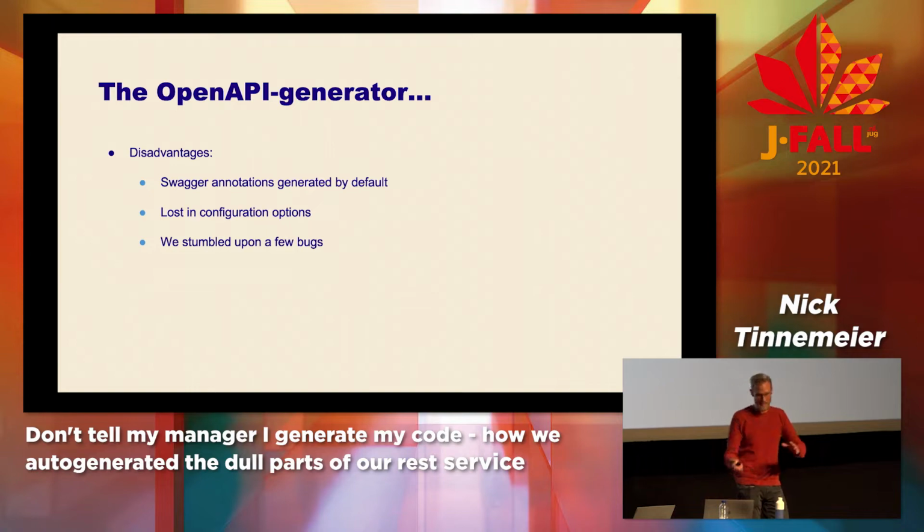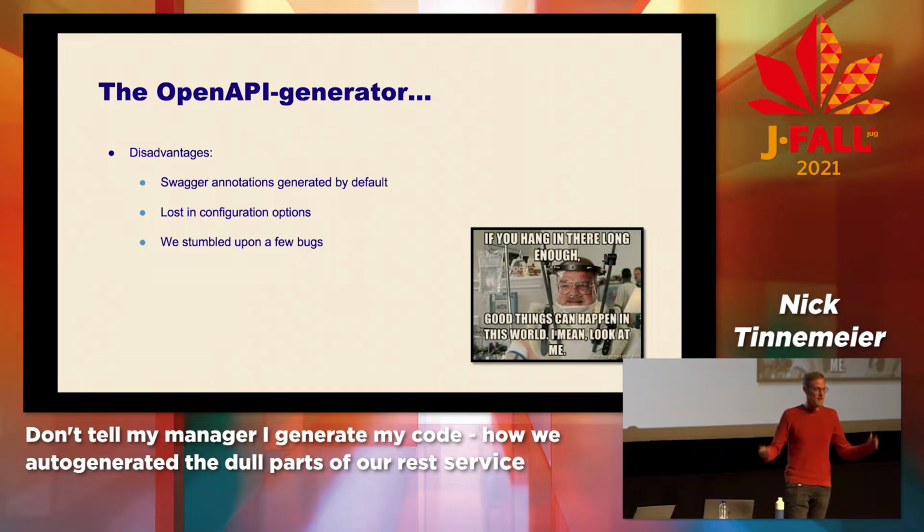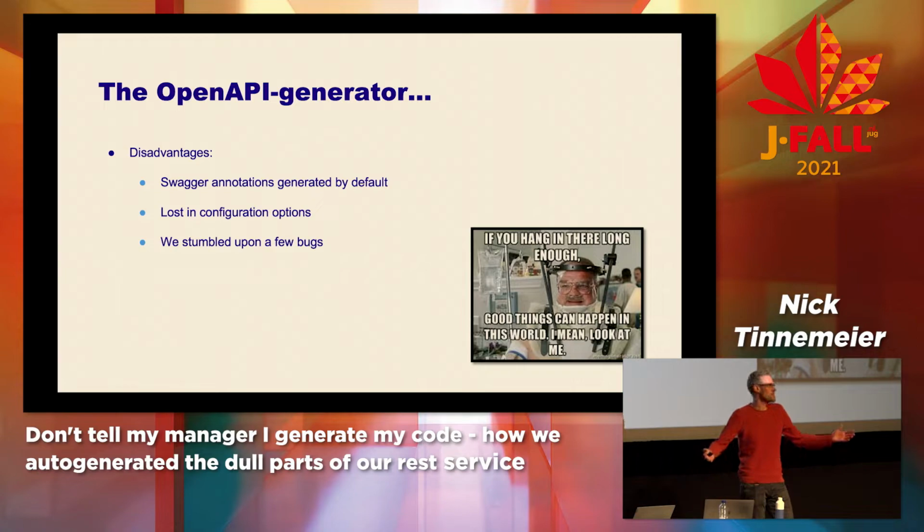Actually, at some point, we had to move back to the Swagger codegen plugin because we stumbled upon a bug that was not in the Swagger codegen. And then later on, when it was fixed, we could move back again. So yeah, if you hang in there long enough, good things can happen in this world. I mean, look at me. I'm presenting at JFall now.